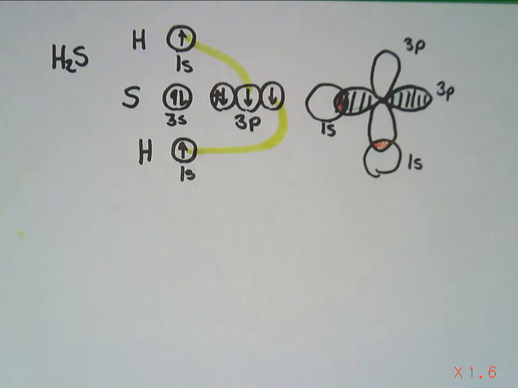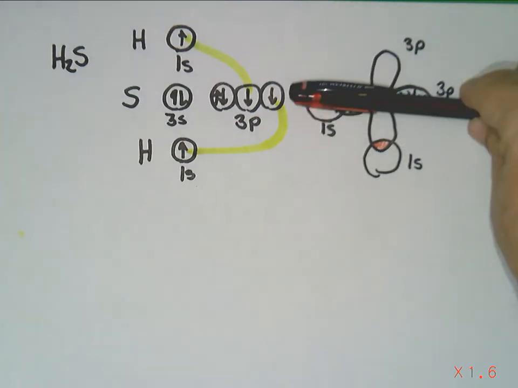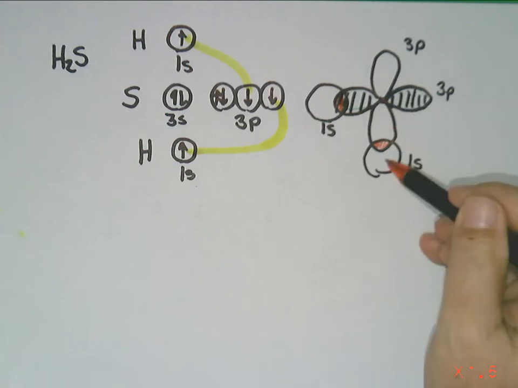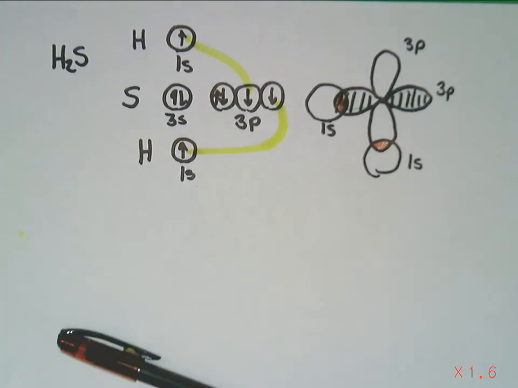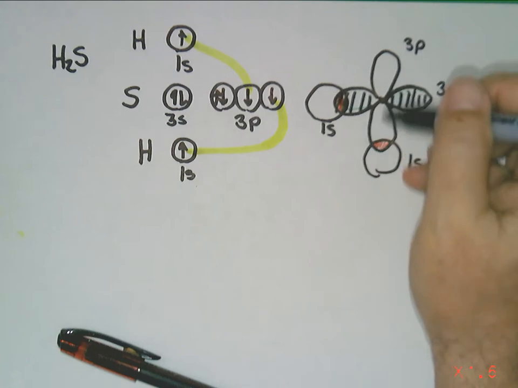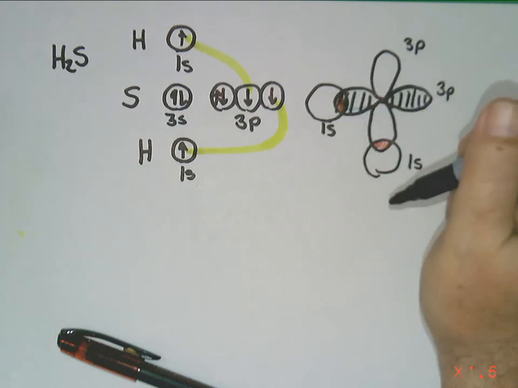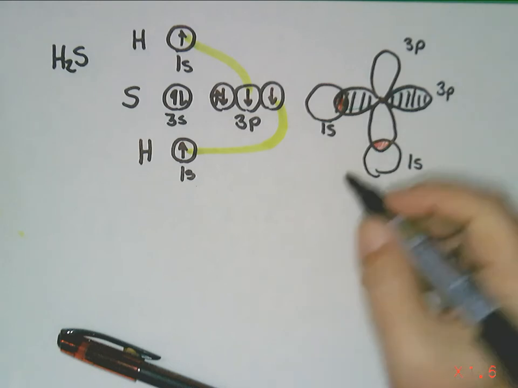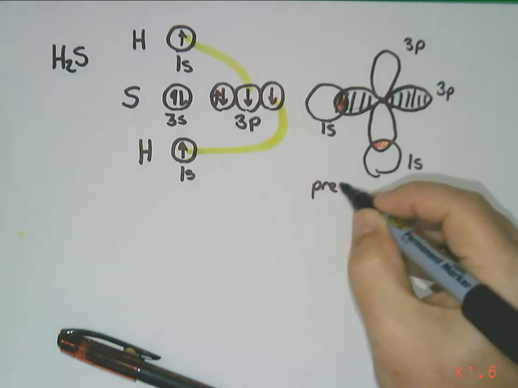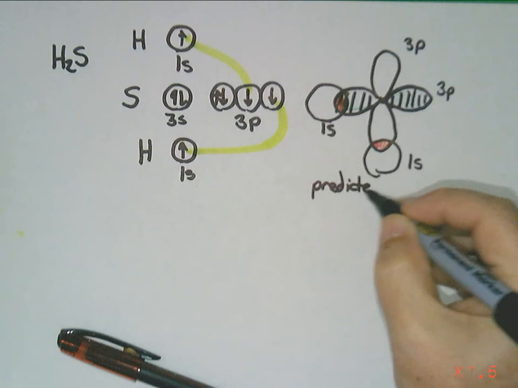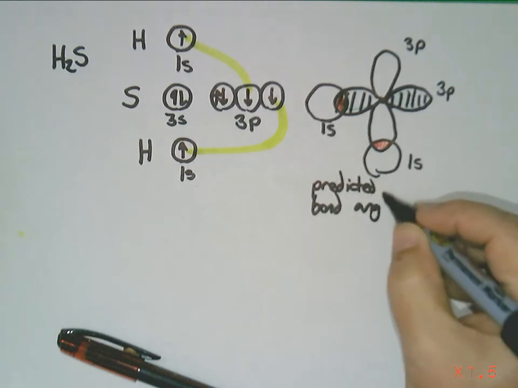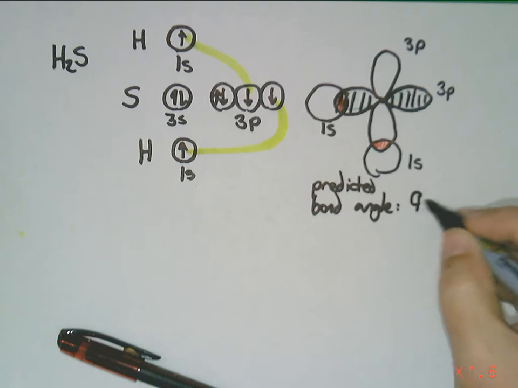What is going to be the angle between the valence bonds? So here's the hydrogen, here's the sulfur, and here's the hydrogen. It looks to me like the bond angle will be the same as the angle between p orbitals. And all of the p orbitals are at right angles to each other. So I predict from the valence bond theory a 90-degree bond angle.